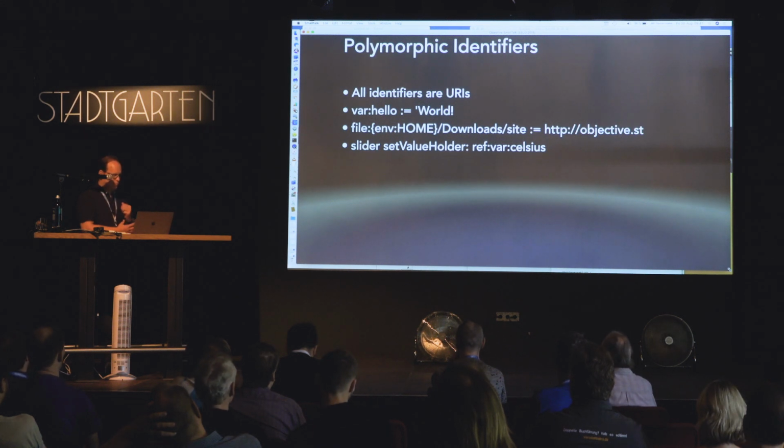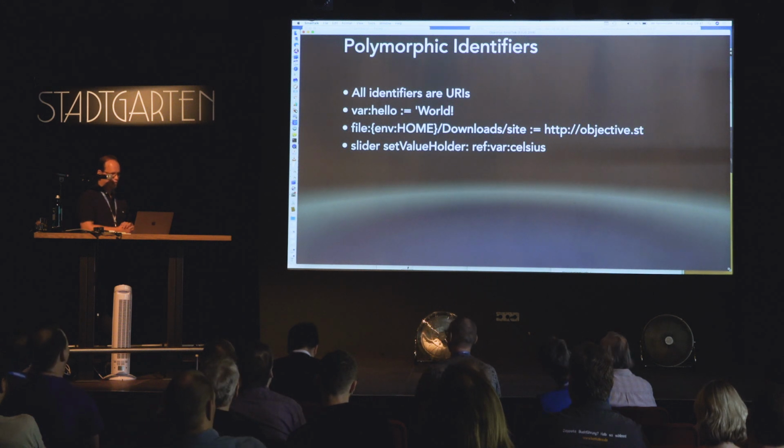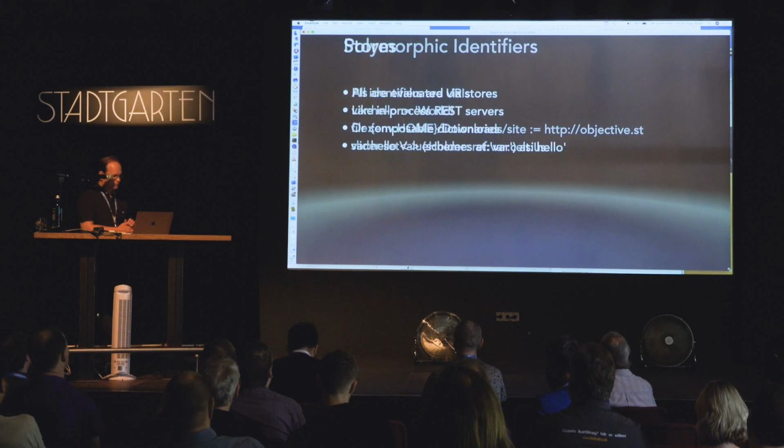So we have some string interpolation going on there, and then we can also get references to any object or any identified entity, and we can use that, for example, in user interface. So the value holder idea is kind of integrated into the whole thing by default.